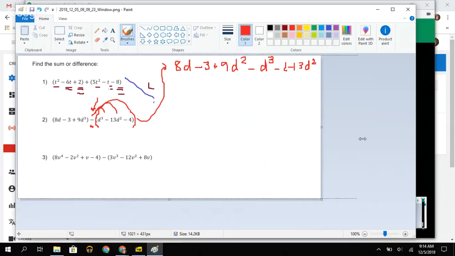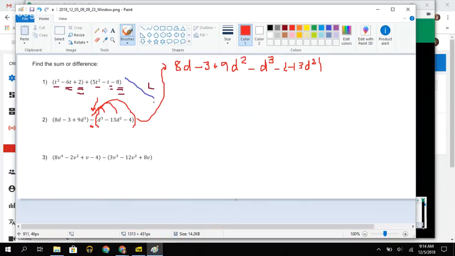And then minus a negative 4. So if I simplify this last part, it's actually minus d cubed plus 13d squared, because a negative minus a negative is a positive, right? And then minus a negative 4 is plus 4. So 8d minus 3 plus 9d squared. So now I have to go through and collect all my like terms.